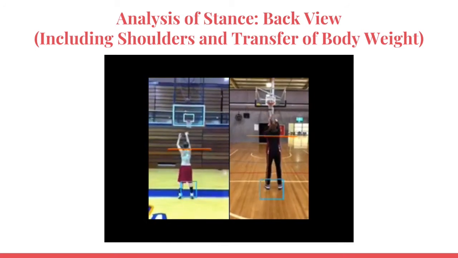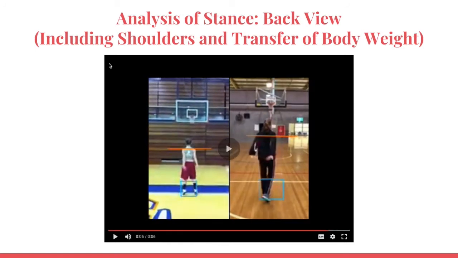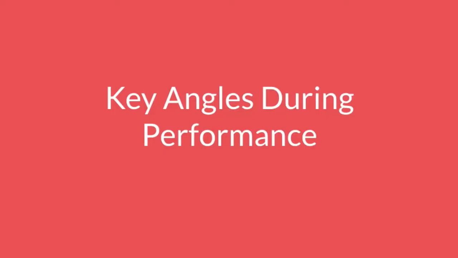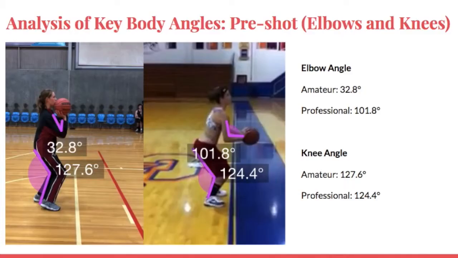The course of the ball can also be affected if the shoulders are not squared to the basket, but both the amateur and professional are in their shots. Key angles during performance. Before a free throw, there are 4 body angles, which are the elbows, knees, waist, and ankles, that are important to the outcome of the final shot.